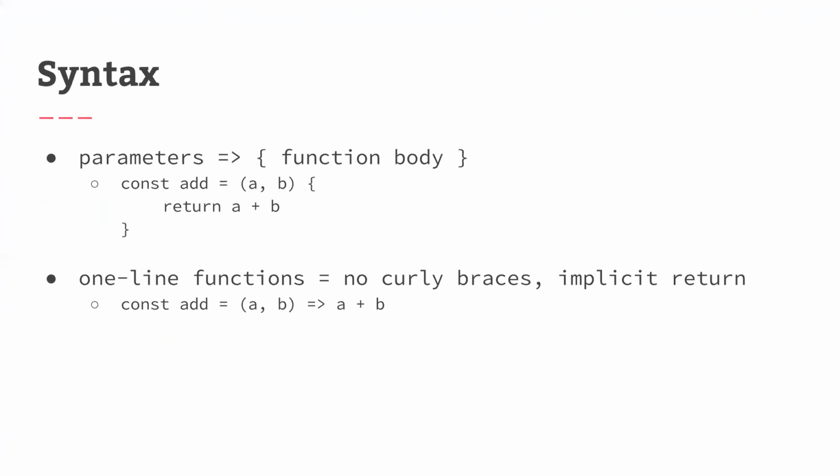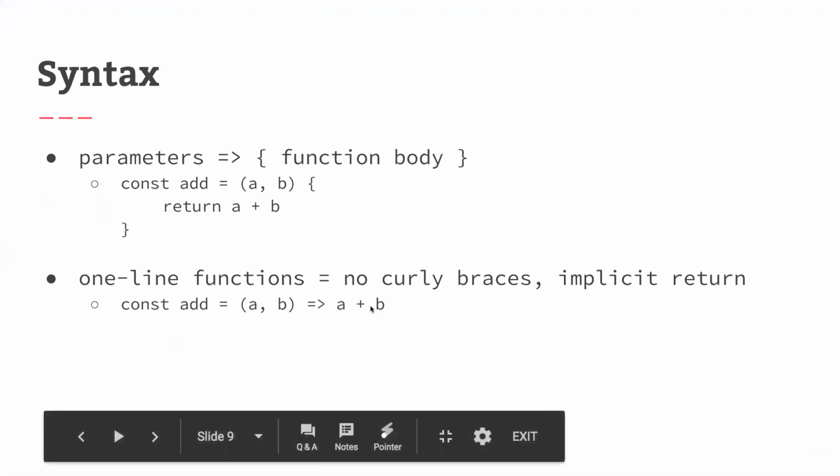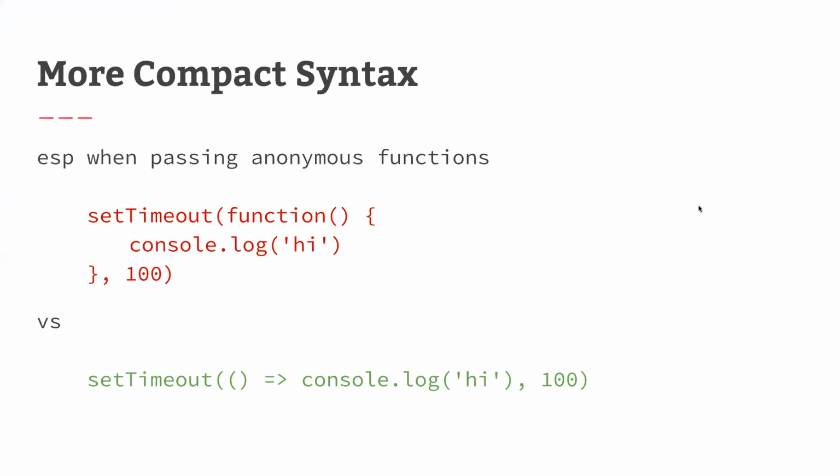That's just arrow function syntax. And the reason that they do that is you can see just how many fewer characters this is than this here. So it's just a more compact syntax, and it's really nice when you're passing anonymous functions. So here, this is more readable than this one here. Those are exactly the same, but one is with arrow functions and one is not.